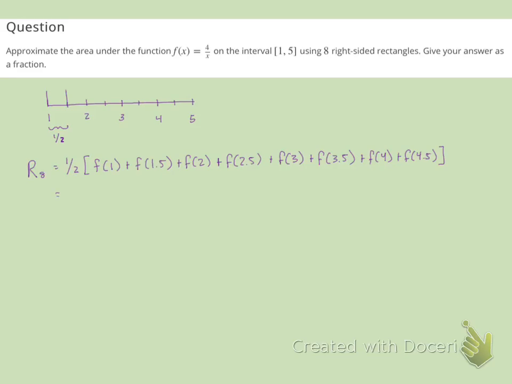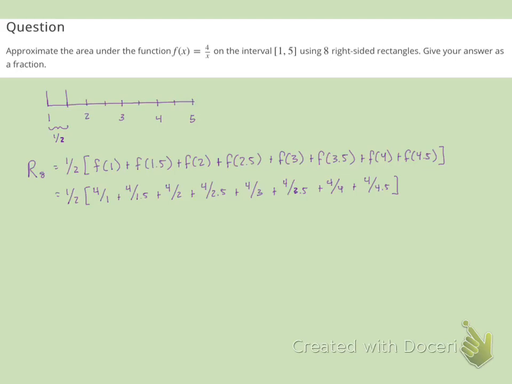And now we just need to evaluate this function. So when we plug in 1, we'll have 4 over 1, then 4 over 1.5, 4 over 2, 4 over 2.5, 4 over 3, 4 over 3.5, 4 over 4, and 4 over 4.5.